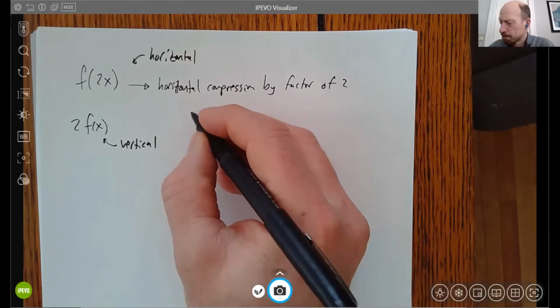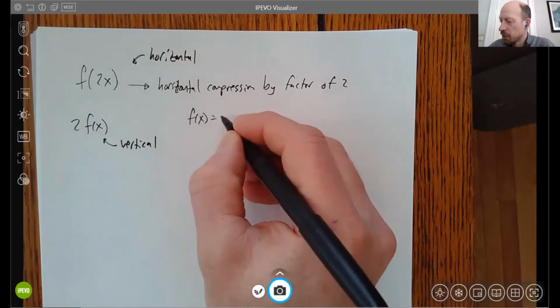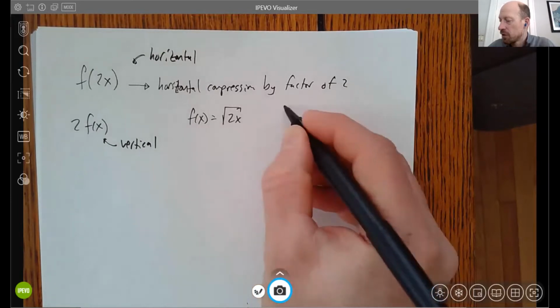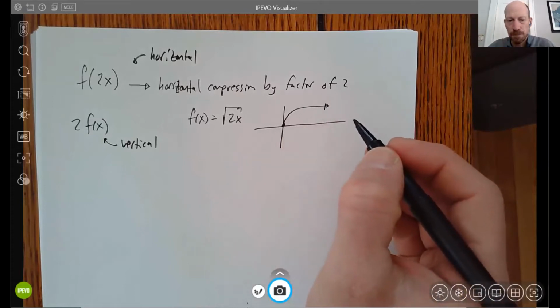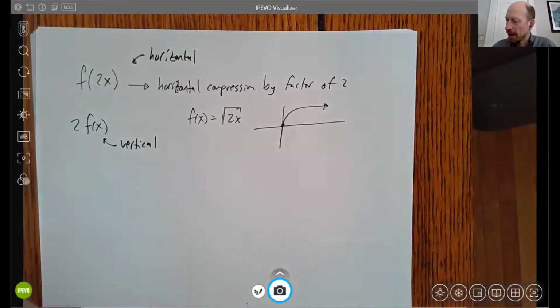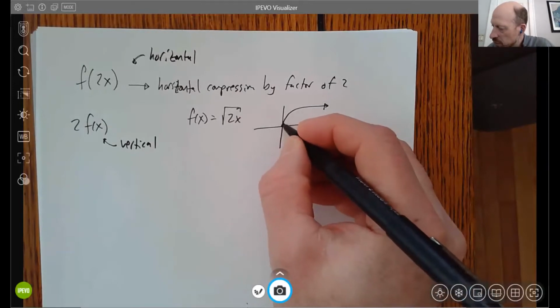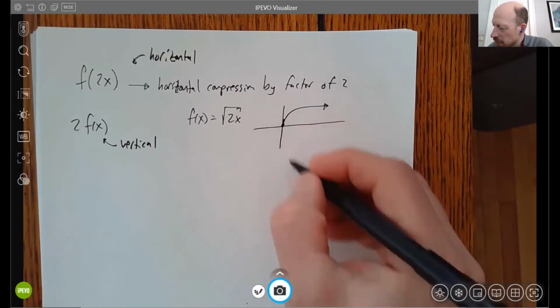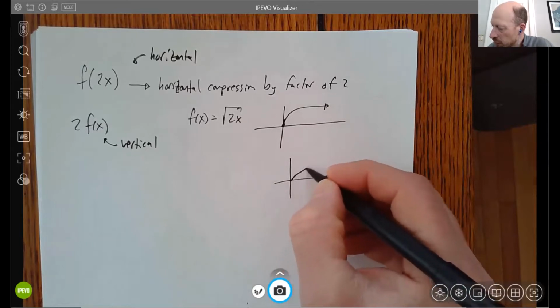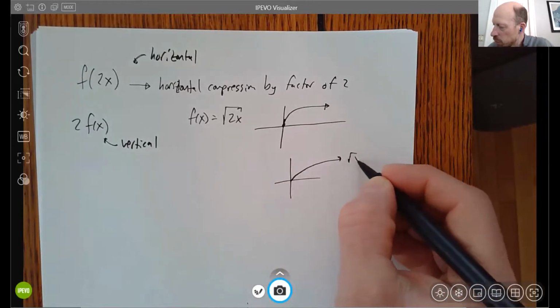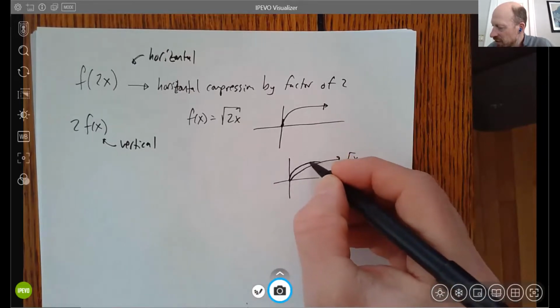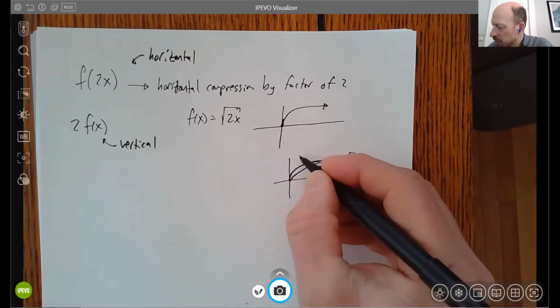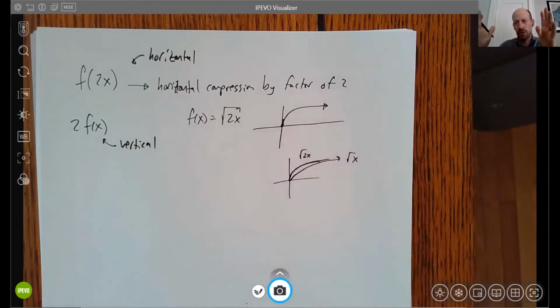For example, f of x equals the square root of 2x. If my original square root function looks like this, my compressed version, maybe that was a bad graph to start with. Let me stretch it out a little bit. So if this is the square root function, again, it's a little hard to draw, but this would be the square root of 2x. It takes all of those square root values and cuts them in half, shrinks them down by half.